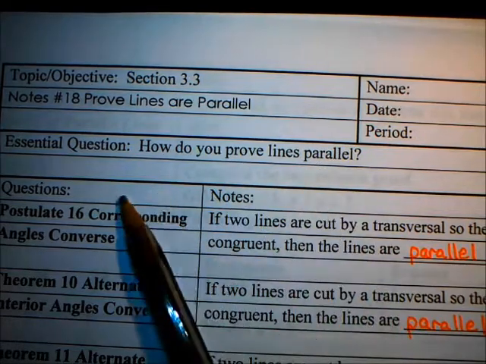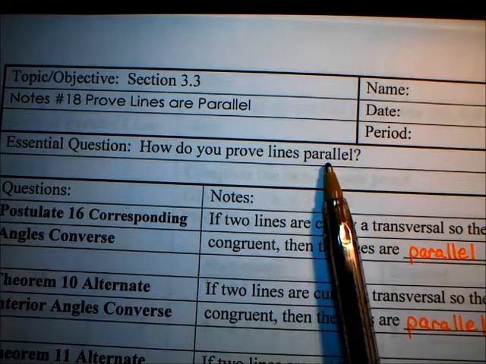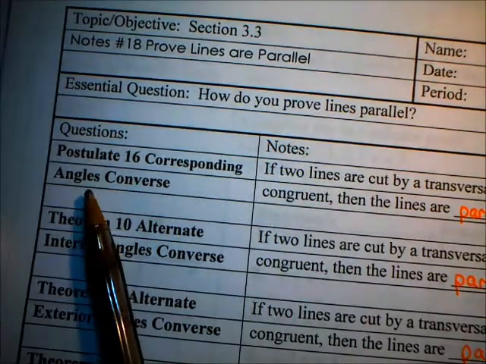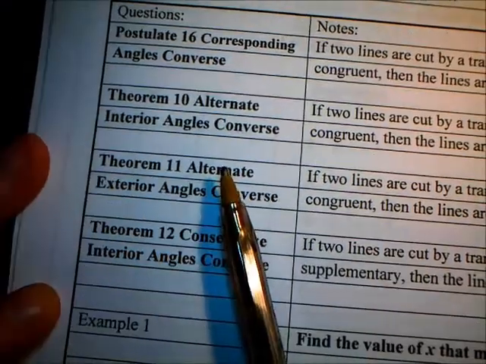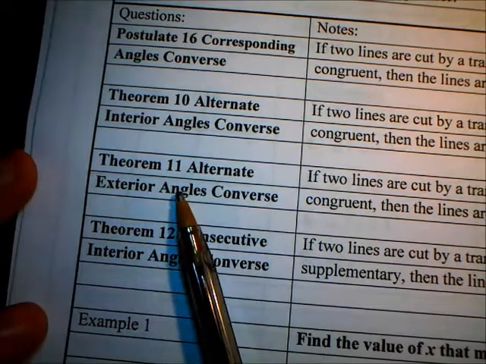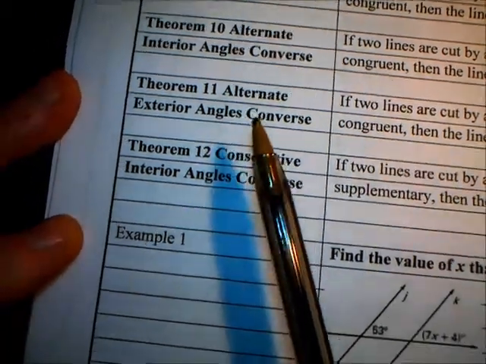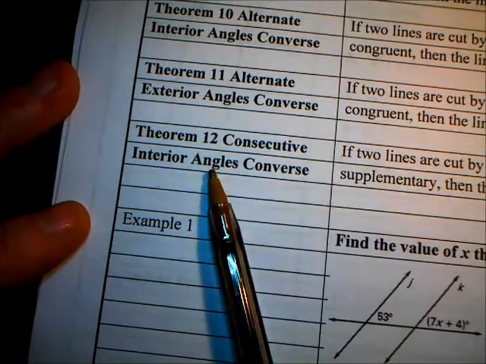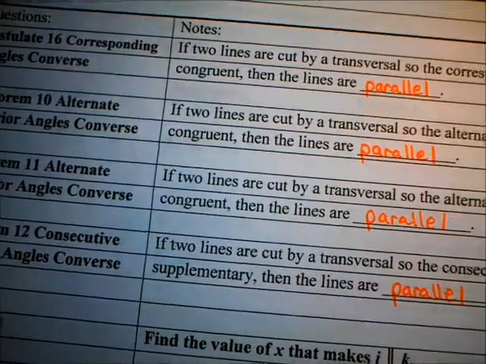And the answer is, to prove lines parallel is by showing that corresponding angles or alternate interior angles or alternate exterior angles are congruent, or show consecutive interior angles are supplementary, and those will prove lines parallel.